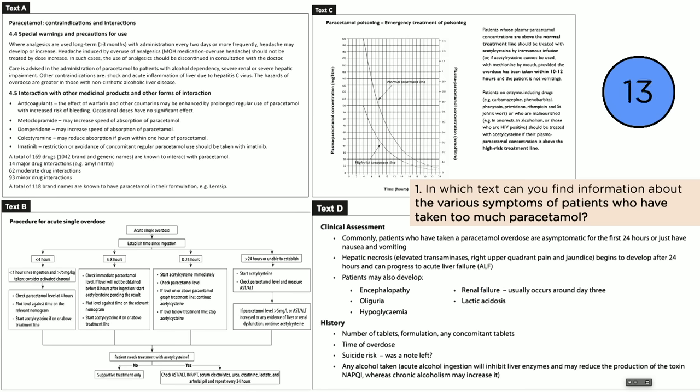Right upper quadrant. Number 16, several answers are possible. Nausea or nausea and vomiting, or vomiting and nausea in that order. 17, enzyme-inducing with a hyphen. 18, 100 or 100 or 100. 19, 12 or 12, written as a number or as a word. And number 20, last one, was supportive or supportive treatment.